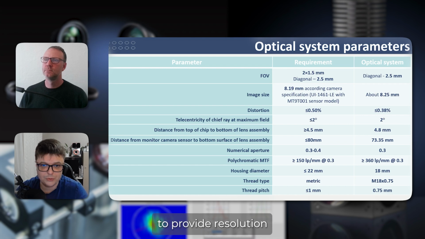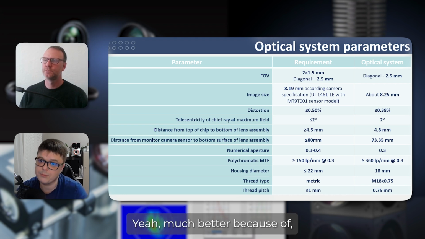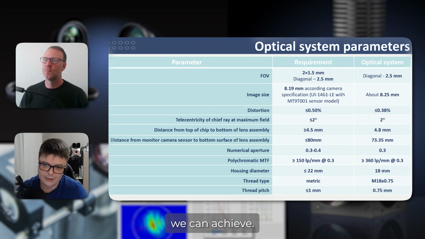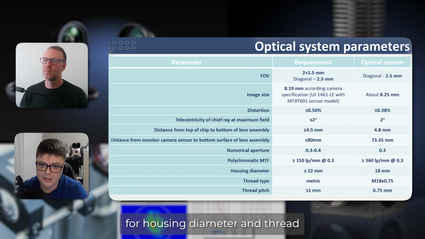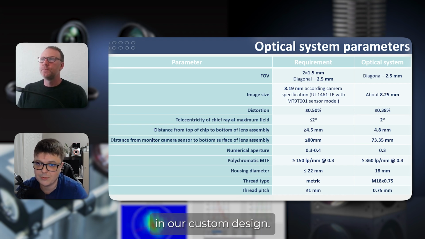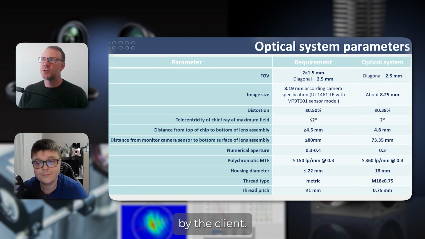The lens should provide resolution higher than 150 line pairs per millimeter. In our custom design we achieved 360 line pairs per millimeter. Yeah, much better, because the initial quality of the design is pretty good, and because of the high numerical aperture defined in the requirements, we can achieve these numbers. So we had requirements for housing diameter, thread type and thread pitch, and all of them were satisfied in our custom design.